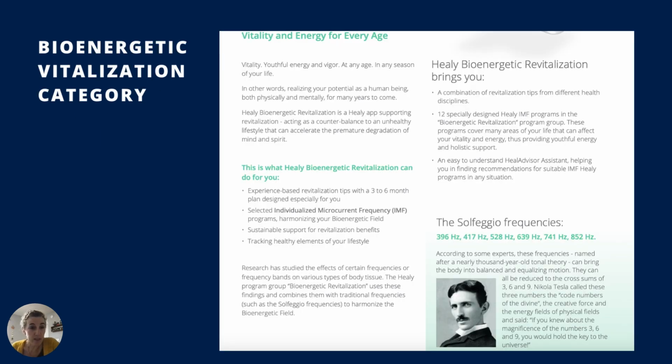So back to the home screen, you can return to see where the bioenergetic vitalization category is. And the little background about this, there's 12 programs specifically designed to target your vitality and energy. So if this is part of your health goals, you'll want to use this feature. And these are based on Nikola Tesla's cross sums of the numbers 3, 6, and 9, and then the hertz are listed here to help you create a match with frequency in order to access more vitality.